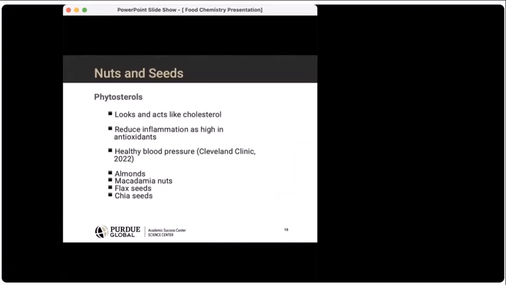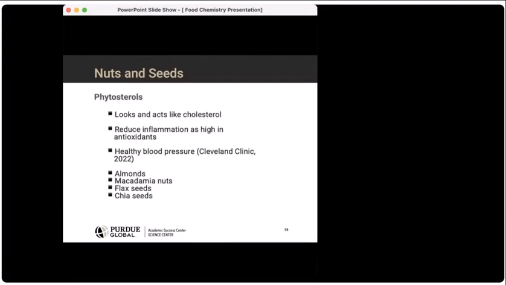Our third subgroup that we're taking a look at is nuts and seeds. These types of foods are great sources of protein, healthy fats, fiber, vitamins, vitamin E, magnesium, zinc, as well as potassium. Now, nuts and seeds also contain a component that is a plant sterol called phytosterol. The cell structure of that phytosterol looks and acts like cholesterol, so it competes with cholesterol for absorption by your digestive system. When your body digests plant sterols instead of cholesterol, it removes some of that cholesterol as waste. This results in lower cholesterol levels and improved health.